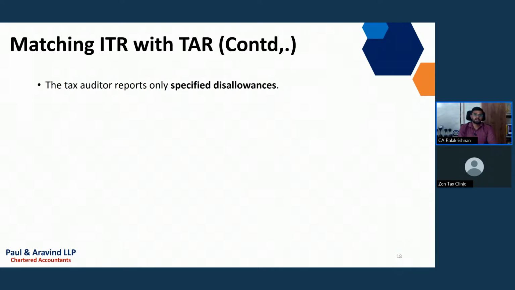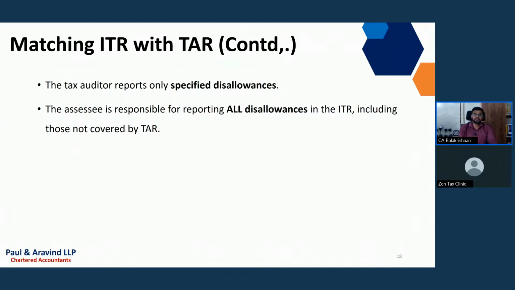And the tax auditor needs to report only specific disallowances in the tax audit report. Not all disallowances need to be reported there. Only specific disallowances are reported in the tax audit report, which is in Form 3CD. The assessee is responsible for reporting all disallowances. For example, as I said earlier, clause 36, any other disallowance, clause 37 disallowance, and the income tax debited to the P&L account need to be mandatorily disclosed by the assessee to report properly.